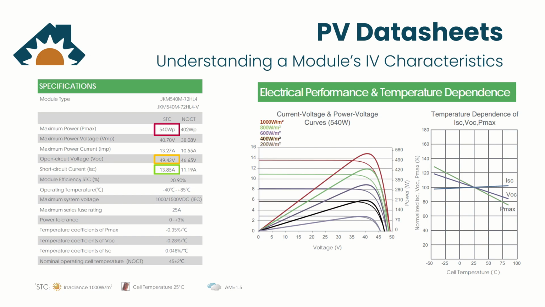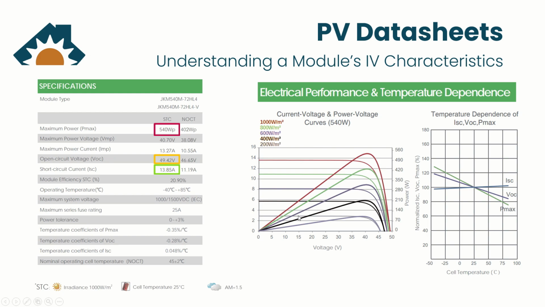You can find the electrical performance of a new module from its datasheet. You can find the ISC, or short circuit current, the VOC, open circuit voltage, the VMP, and IMP all in the datasheet. The values in the table here are all under STC conditions, which are described at the bottom here. It's a 1000 watt per meter squared irradiance and a 25 degrees Celsius cell temperature.